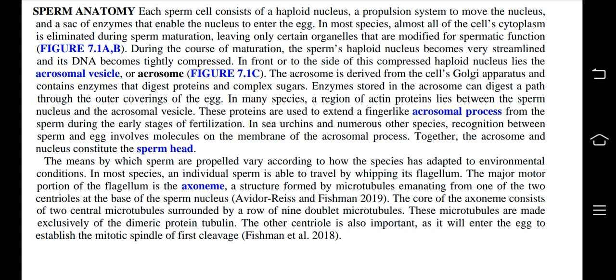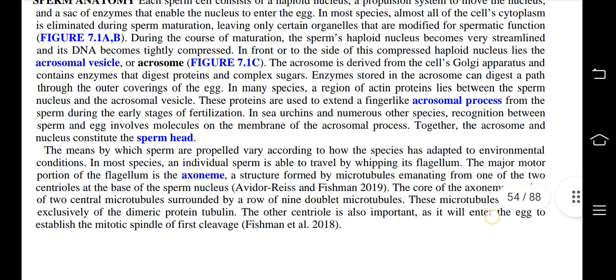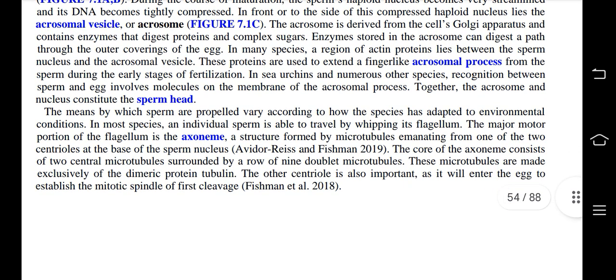The acrosome is derived from the cell's Golgi apparatus and contains enzymes that digest proteins and complex sugars. So, enzymes stored in the acrosome can digest and pass through the outer coverings of the egg. In many species, a region of actin proteins lies between the sperm nucleus and the acrosomal vesicle. These proteins are used to extend a finger-like acrosomal process from the sperm during the early stages of fertilization. In sea urchins and numerous other species, recognition between sperm and egg involves molecules on the membrane of the acrosomal process. So together, acrosome and nucleus constitute the sperm head.